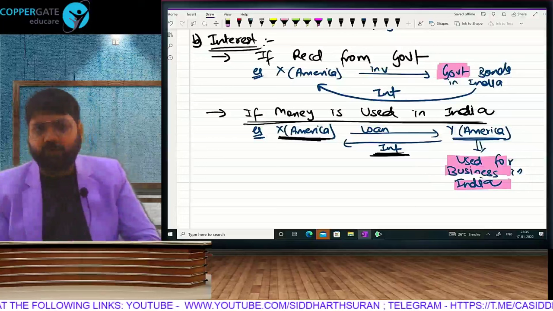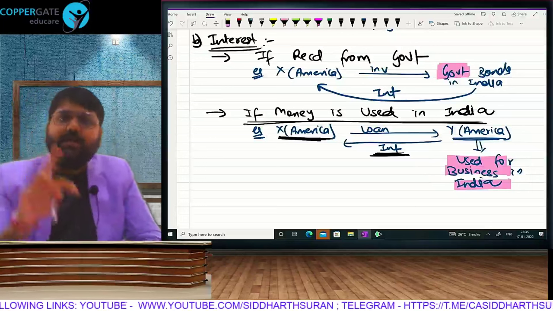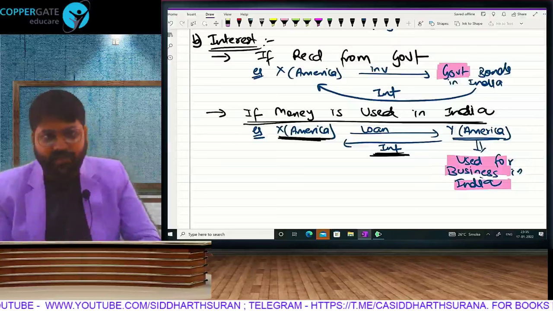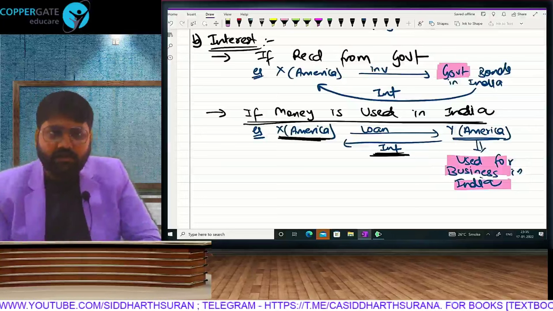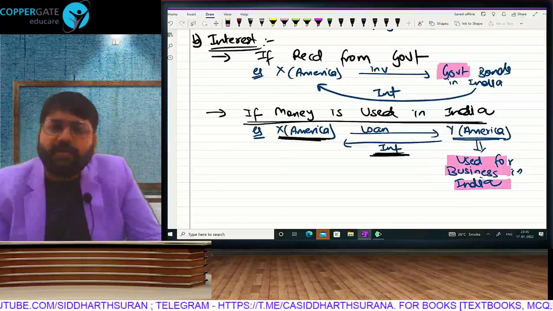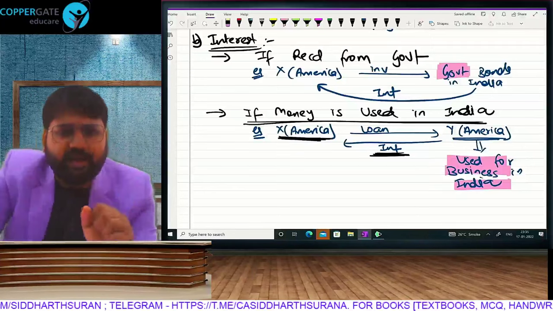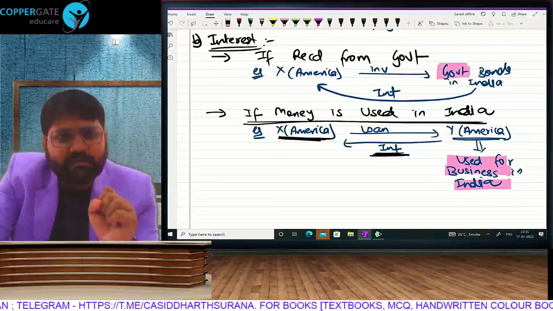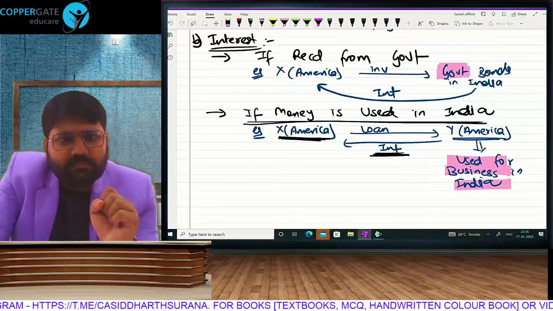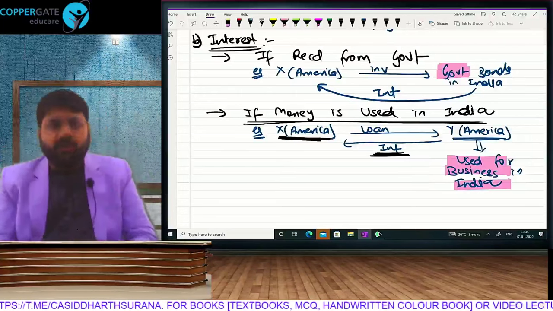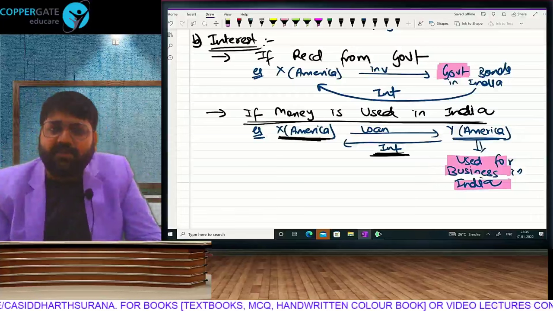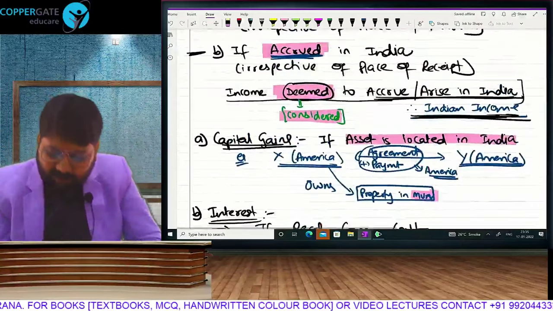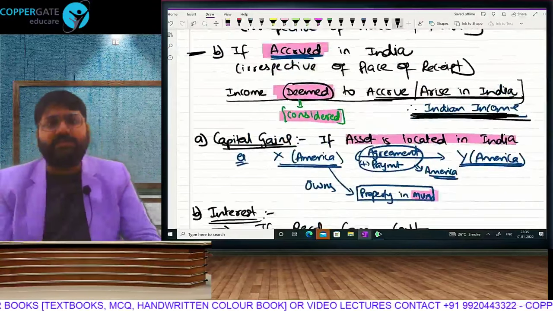Right now, the scope of total income is only about deciding, is it Indian income or foreign income? If it is Indian income, it will be taxable. That's the only thing that we have to decide. And I'll tell you one more thing. For residents or ROR, we don't have to decide whether it is Indian income or foreign income. It does not make any difference, because both incomes are taxable. If you are resident, then everything is taxable. So this discussion about Indian income, I hope you understand, we are doing only for non-residents.